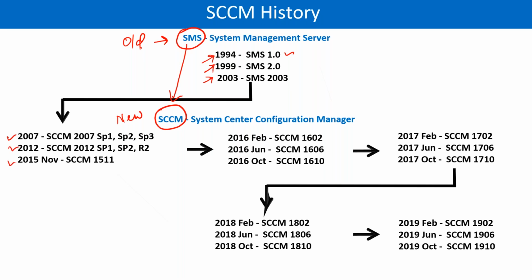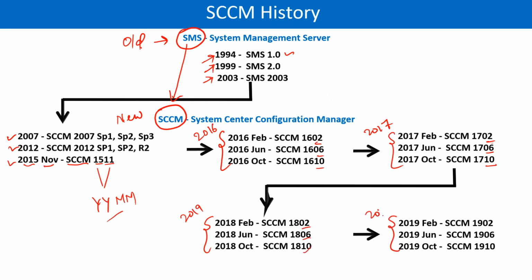Then now Microsoft is going with year and month. As you see, SCCM, and year is what? 15/11. As you see, 2015 November. So year and month. So they are going with year and month. So these are the 3 versions released by Microsoft in the year 2016, like in February, June, and October. These 3 versions released in the year 2017, February, June, and October. These 3 versions released in the year 2018, February, June, and October. These 3 versions released in the year 2019, and that is February, June, and October.